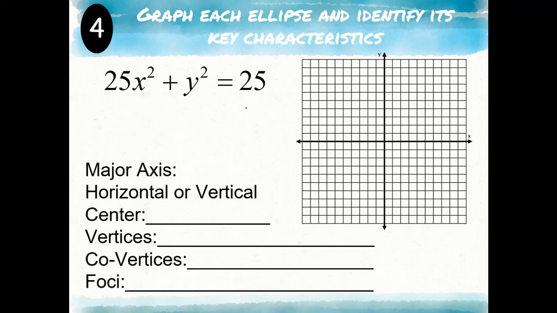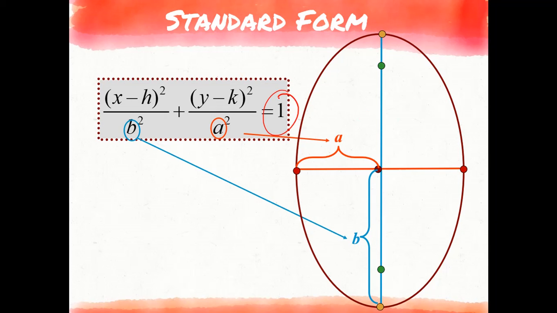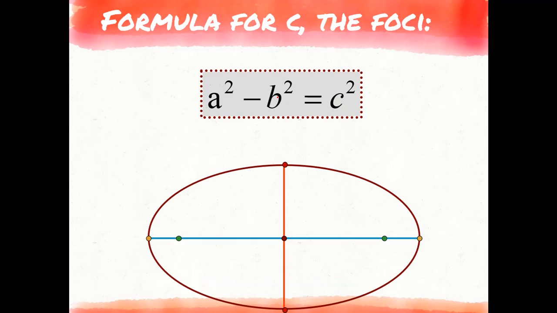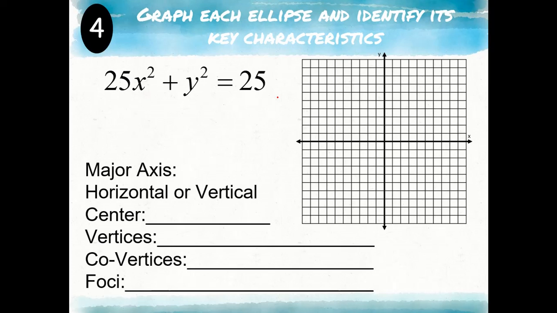Let's actually do a problem together, shall we? So we're going to want to graph this ellipse and identify its key characteristics. But first thing I notice is this is not equal to 1. And every single one of these equations that I've shown you are equal to 1, right? So I need to get this so it's equal to 1. So I'm going to divide everybody by 25. I'm going to get x squared over 1 plus y squared over 25 equals 1. Notice why I get 1 down here: because 25 divided by 25, right?